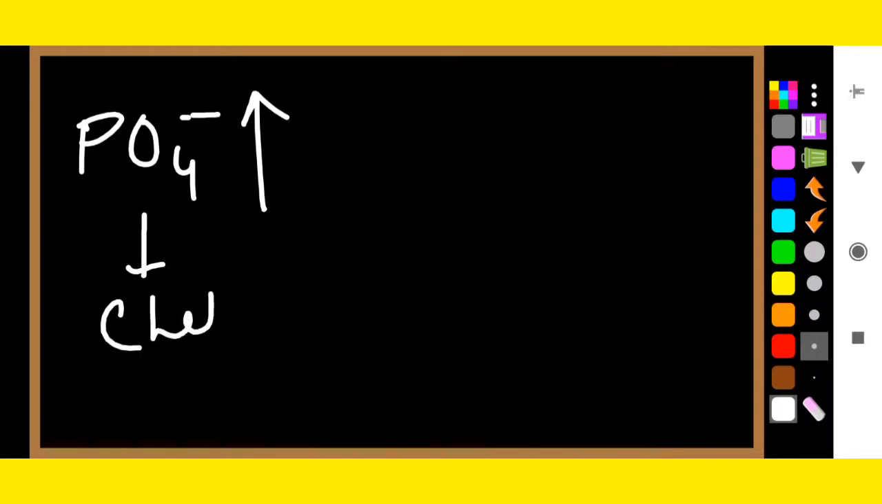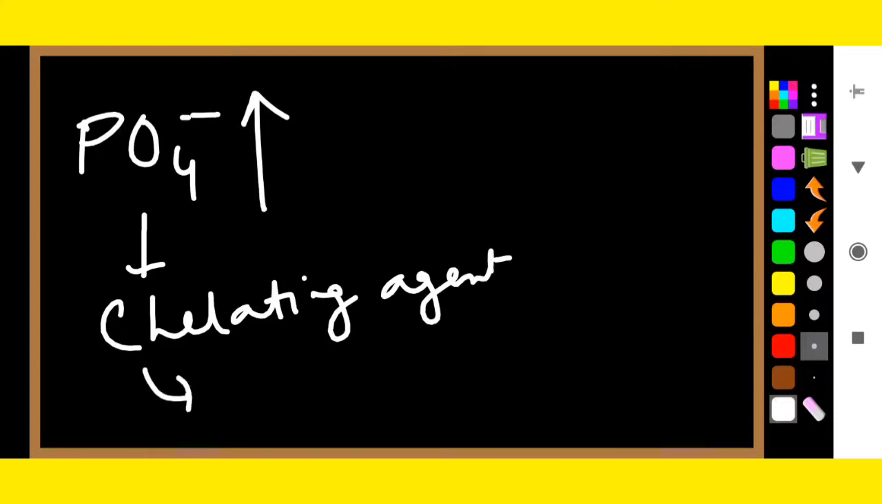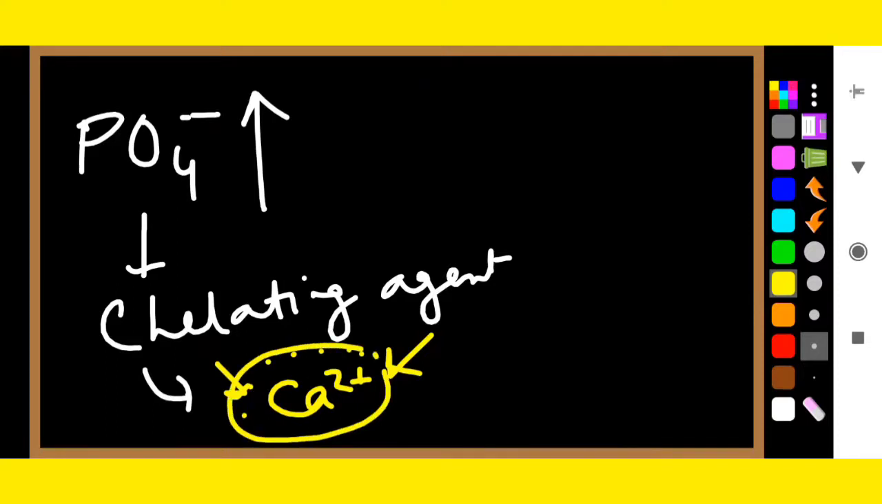Next, let us learn about increased phosphate level. What happens when phosphate levels are increased in your body? When phosphate levels are increased in your body, it will act as a chelating agent. What does chelating agent mean? Suppose this is your calcium. Calcium is moving freely, and here comes the phosphate, and phosphate is catching the calcium, so it is acting as the chelating agent.